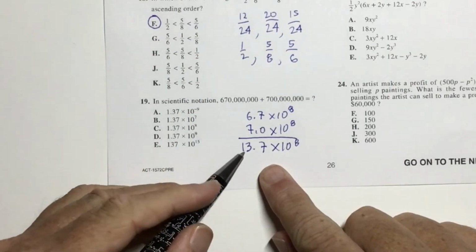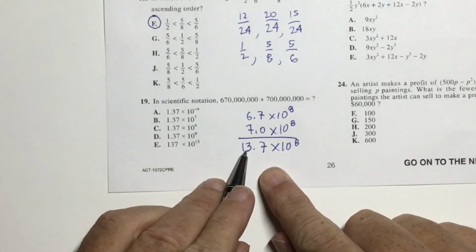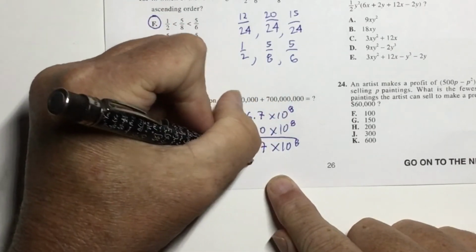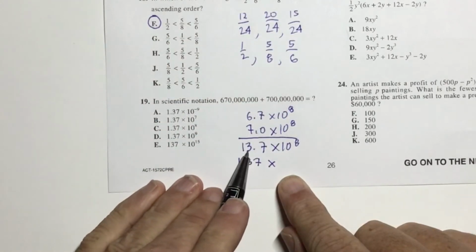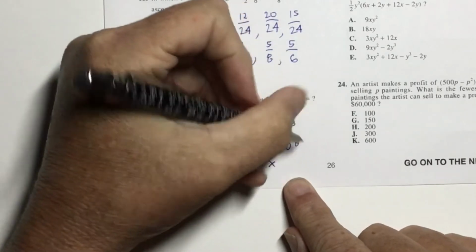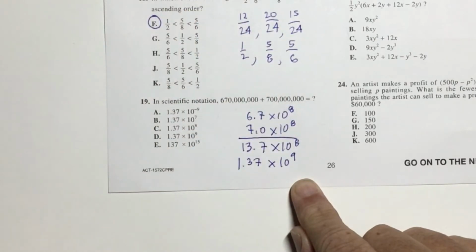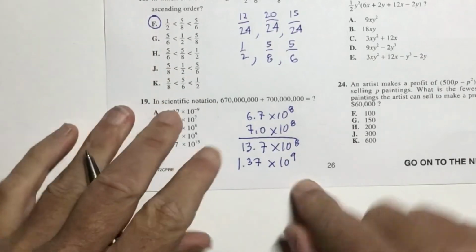But scientific notation requires us to have only one number to the left of the decimal. So I need to rewrite this not as 13.7, but 1.37. Now, since I moved the decimal place that direction, I have to increase this number. So it went from 10 to the 8 to 10 to the 9. 1.37 times 10 to the 9, B.